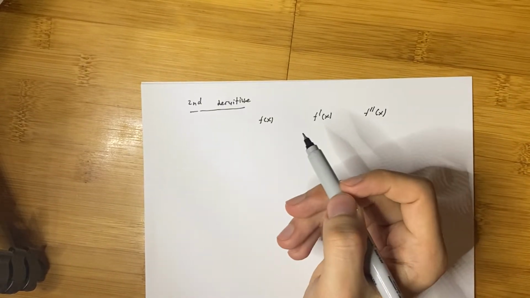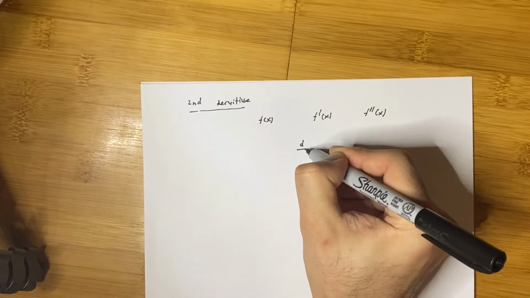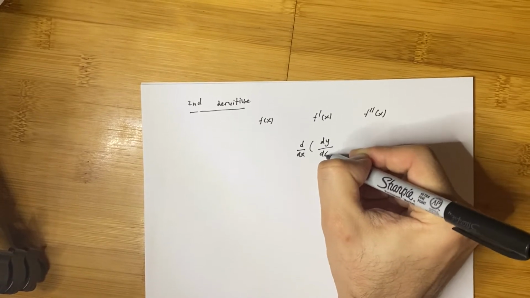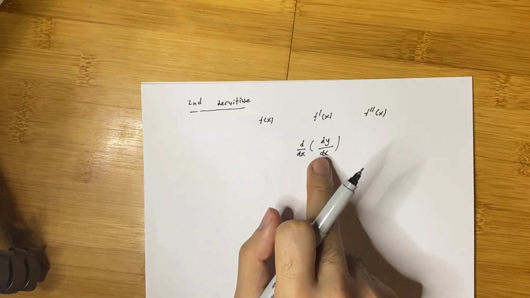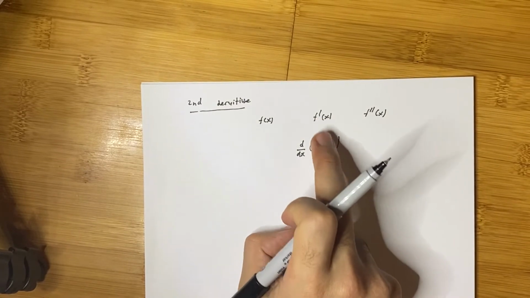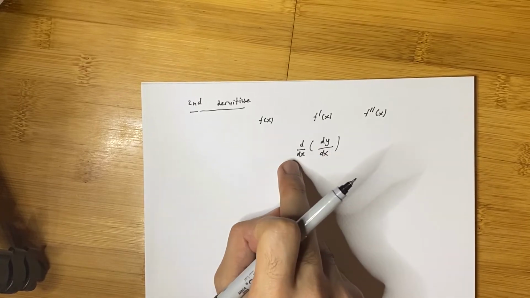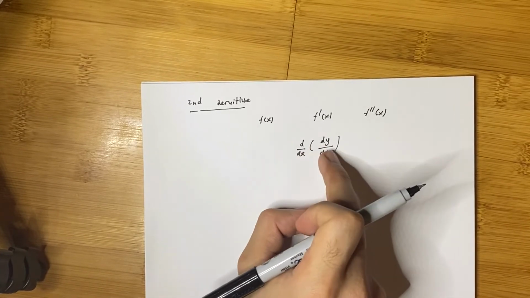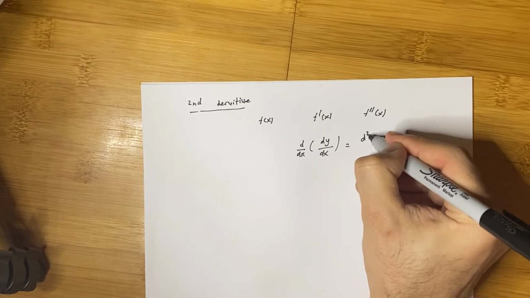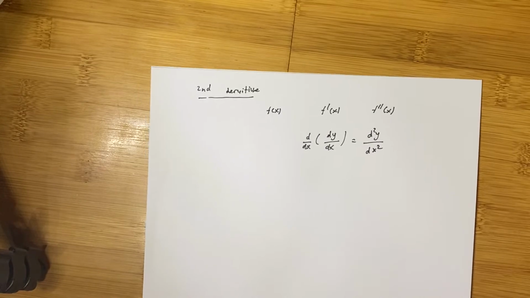And this also can be written as d/dx of dy/dx, which means this is the derivative of the first. The f prime of x can be written this way, and this means the derivative of the first derivative. This also can be written as d squared y over dx squared.